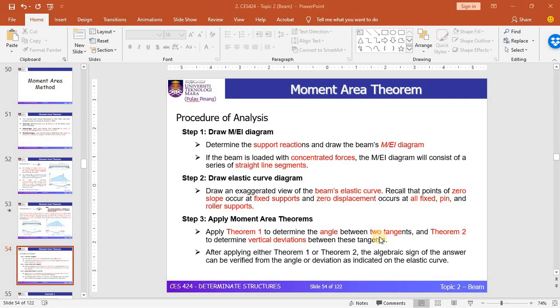Okay, so I think that's it for this session. In the next sessions, we will discuss the examples. There are four examples that we are going to discuss in detail on this moment area theorem.